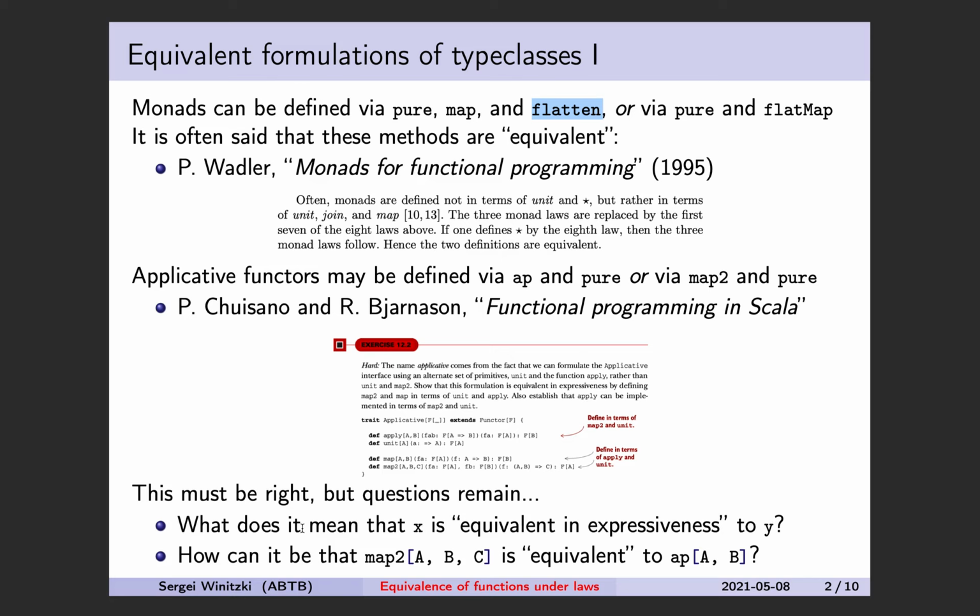And second question is, how can it be at all that the function like map2 that has 3 type parameters is equivalent to a function such as apply, which I denote app here, which has only 2 type parameters? So how can this be? It seems to be impossible. A function with 3 type parameters has a lot more freedom. There are a lot more of these functions than function with 2 type parameters. So this tutorial is my answer to these questions.